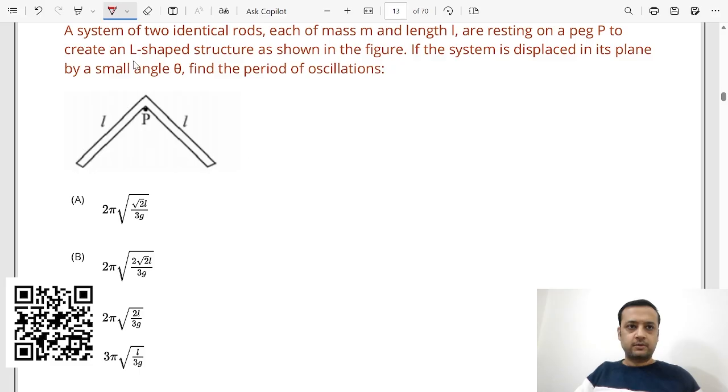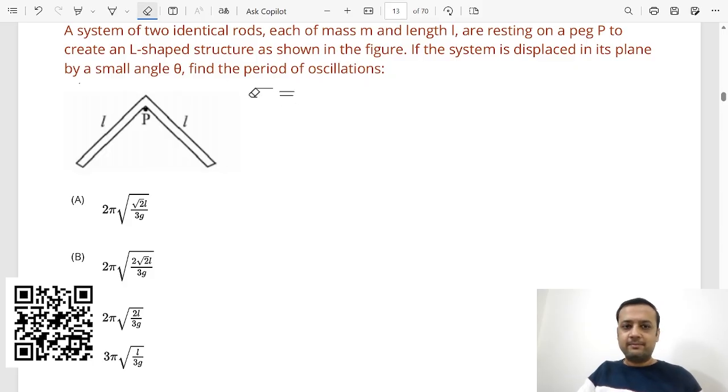Yeah. So in this question, what is happening? Basically, there is a system of rods, each of mass m and length l, and this has to be oscillated about point P in the plane of the screen. So it will oscillate like this. Now we know that this is a very simple case of compound pendulum, which is also called a physical pendulum.